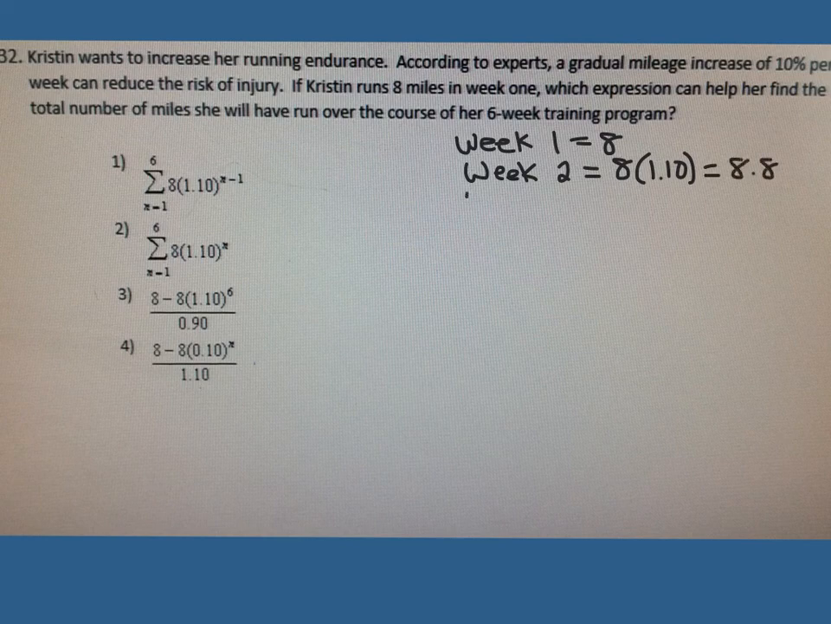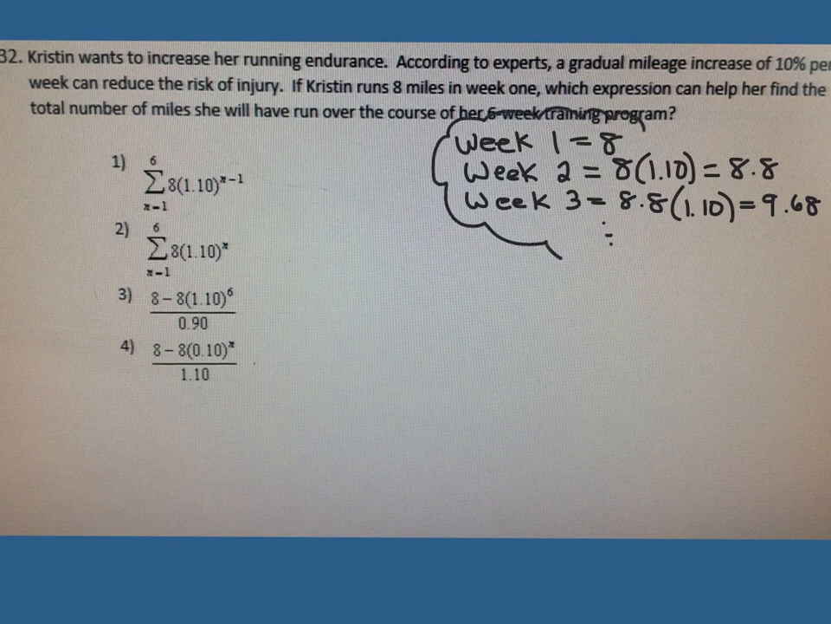Now if we go to week 3, she's going to want to increase that 8.8 miles by 10%. So you're going to do 8.8 times 1.10, and that gives you 9.68. And that's going to keep going, so I'm just going to stop here. This is her goal, and it would just keep going.